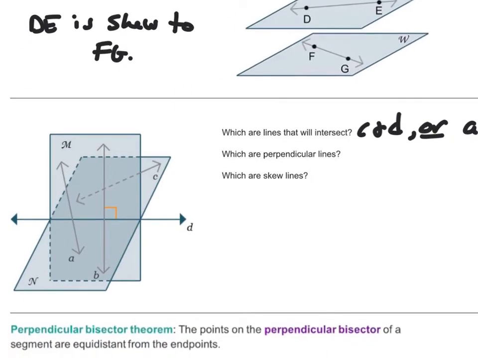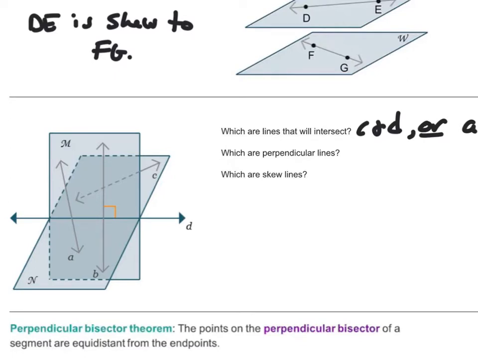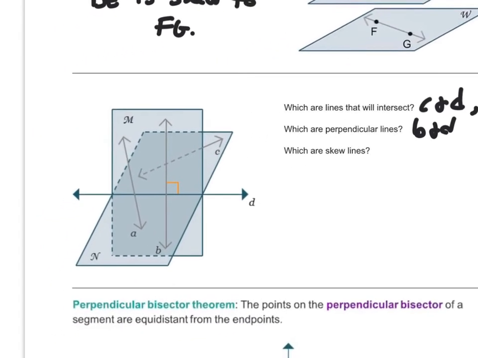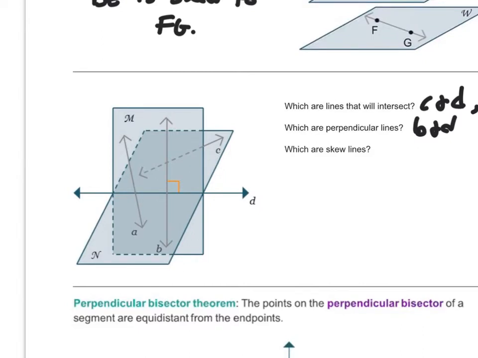Then it says which are perpendicular lines. We only have one of those, and that would be line B and line D. The way I can tell is because of the symbol that connects them. So B and D. And then it asks, which ones are the skew lines?